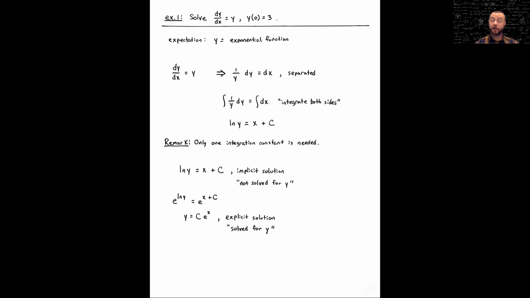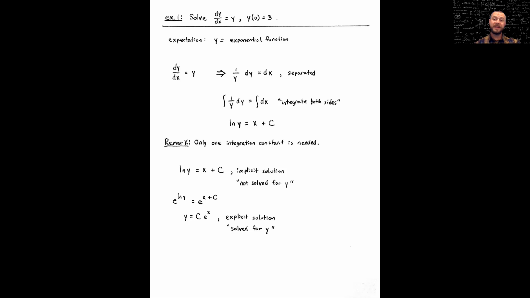All right, so we get our explicit solution here, y equals c times e to the x. And what we call an explicit solution is one where we have solved it for y. And notice that matches our expectation. We do now have an exponential function for y, which we expected from the beginning.